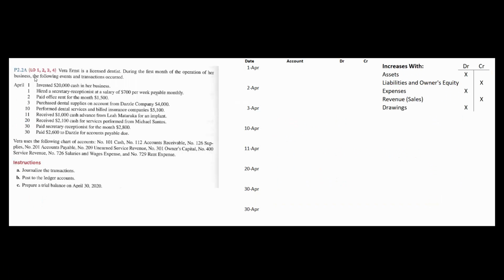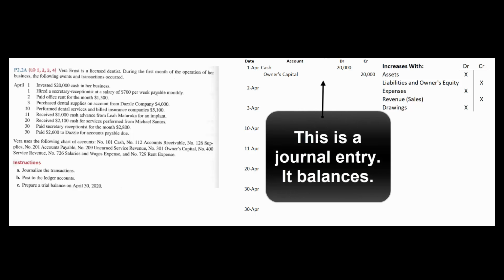First transaction on April 1st, Vera Ernst invested $20,000 into her business. Is there something for us to record? Yes. Cash is changing hands. What's happening to cash? It's going up. Cash is an asset. Assets increase with debits. What's happening to owner's capital? It's going up. She's investing more capital in the business. So we debit cash for $20,000. We skip down a line, we indent a little bit, and we credit owner's capital for $20,000.